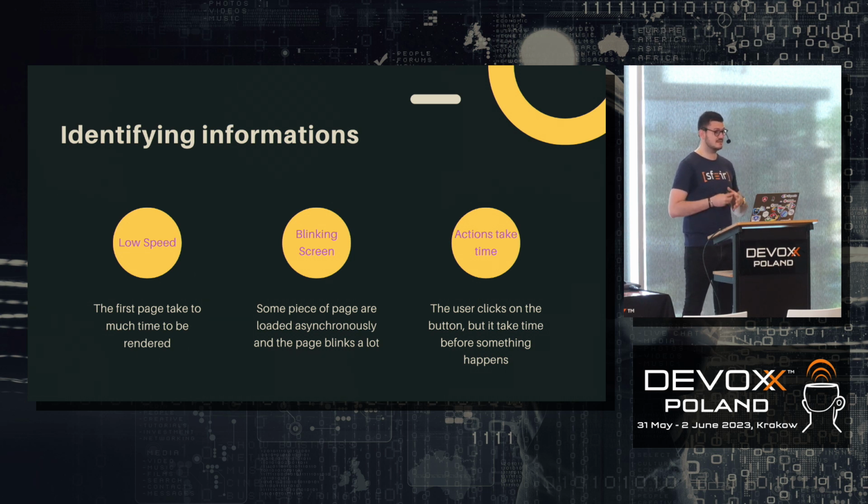So, based on this information, we can identify 3 important points. The first one is the low speed of your application. The first page takes too much time to be rendered. The second is that you have a blinking screen. Some pieces of your page are loaded asynchronously and they pop on the screen randomly. And finally, the user interaction takes too much time. So the feedback of these interactions takes too much time to arrive to the users.